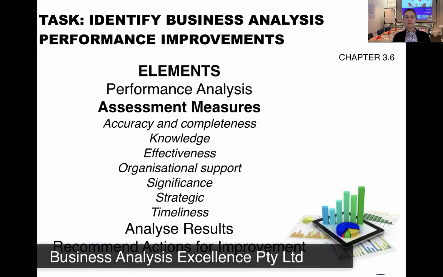So if we just look at those elements again, and we look at the assessment measures, we can see that this is broken further down into accuracy and completeness, knowledge, effectiveness, organizational support, significance, strategic, and timeliness. These are the types of assessment measures that the BABOK proposes, but it doesn't necessarily mean that you as a team decide to actually monitor that against any particular business analysis work. This is just the guide.